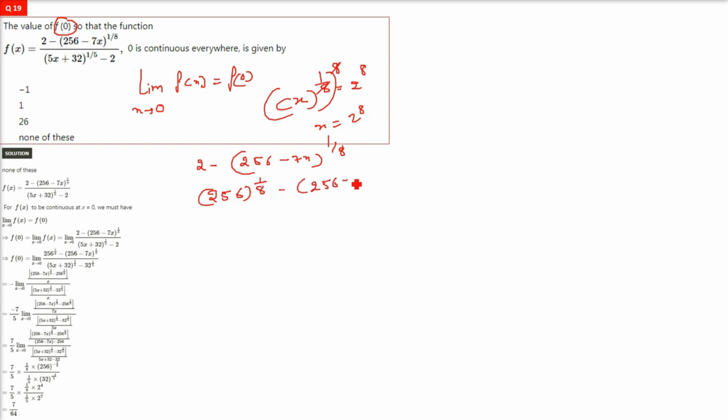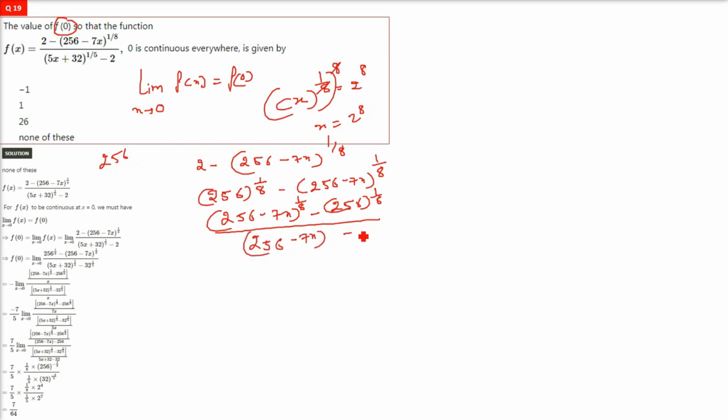So 256 to the power 1 by 8 minus (256 minus 7x) to the power 1 by 8. Now we can change the place of these two terms, just to make it equivalent to the formula we will be applying here. So I am swapping the terms. Since we have swapped, we have a negative sign outside. What will be in the denominator? This 256 minus 7x minus 256, you can just write like that. What will you get? This 256 gets cancelled, and minus 7x in the denominator we have introduced.